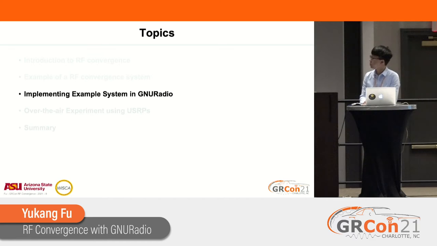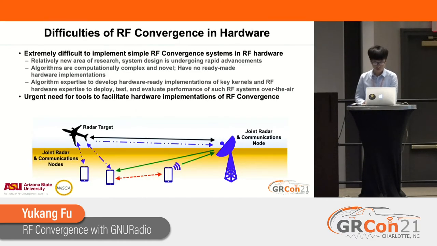And here we'll show how we implement the system in GNURadio. Here is an illustration showing the complexity of the RF convergence system. It is extremely difficult to implement a simple RF convergence system in RF hardware because it is a relatively new area of research, and the system design is undergoing rapid advancements. The algorithms here are computationally complex and novel, and there are no ready-made hardware implementations, and it requires both algorithm and hardware expertise. So there is an urgent need for tools to facilitate hardware implementations of RF convergence.